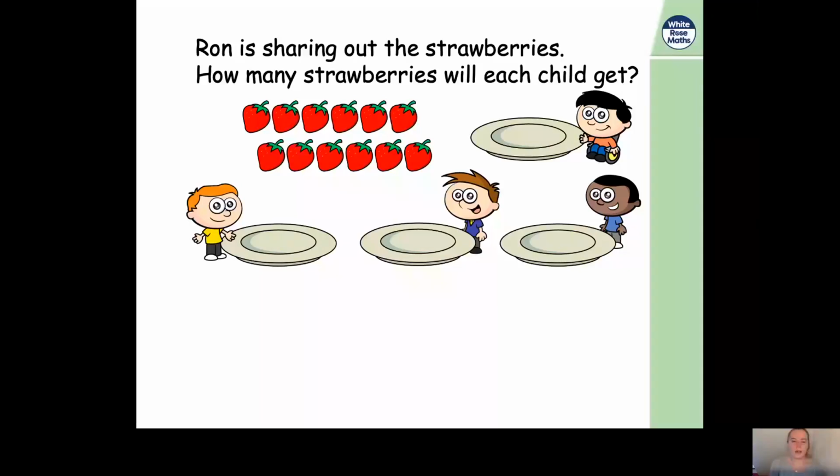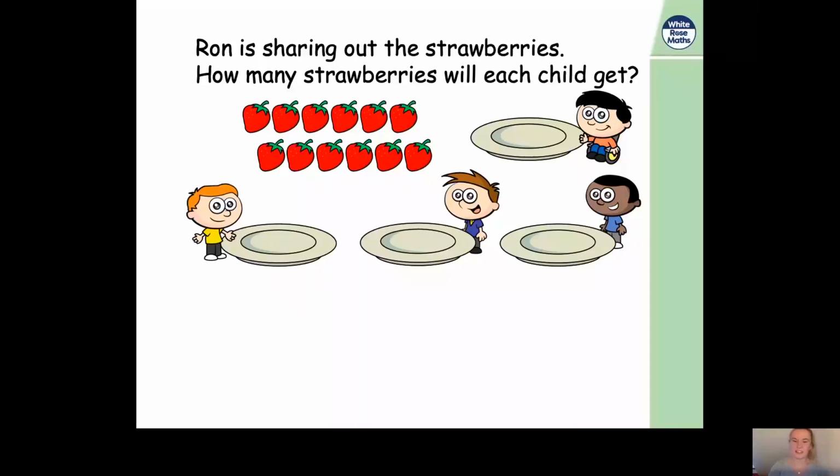So I'd like to pause the video and see if you can work out how many strawberries each child will have when Ron has shared the strawberries out. Okay, you could draw some pictures to help you. If you've got some objects in the house, you could put them into 4 groups to see how many each person would have. Okay, so pause the video now and have a go.